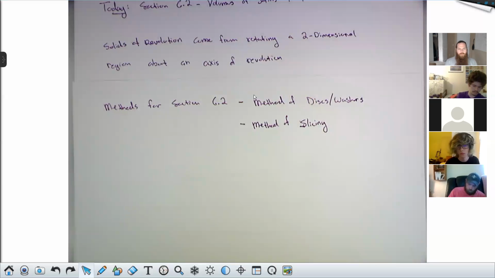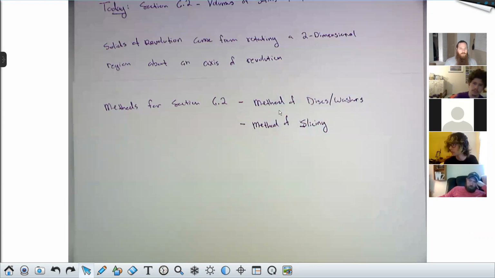And it turns out that the disk washer method is really a special case of the slicing method. The slicing method is a little bit easier to understand in some ways, and the disk washer method is a little bit easier to implement. So conceptually, I think the slicing method is the easier one to address. I'm going to solve a slicing problem and a disk washer problem, and I'll try to help you see the connection between the two.